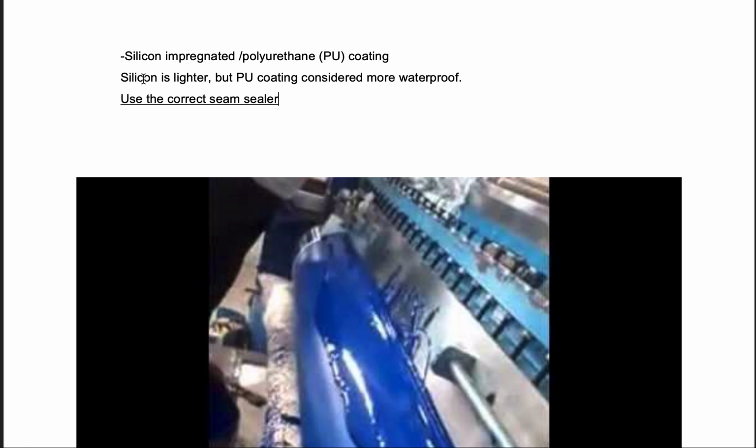Now, silicone is generally considered the lighter weight option of the two. Polyurethane is generally considered the more waterproof option of the two. That obviously depends on how much silicone or how much polyurethane is put on there, but generally that's the case.